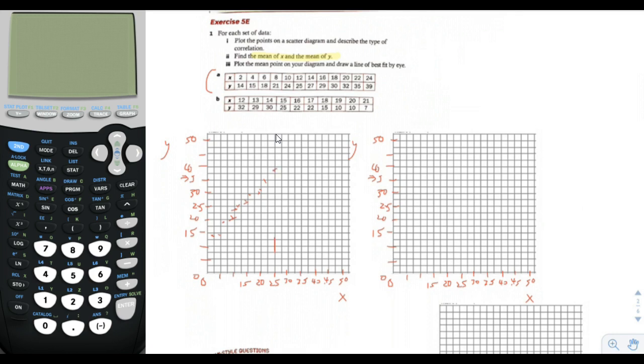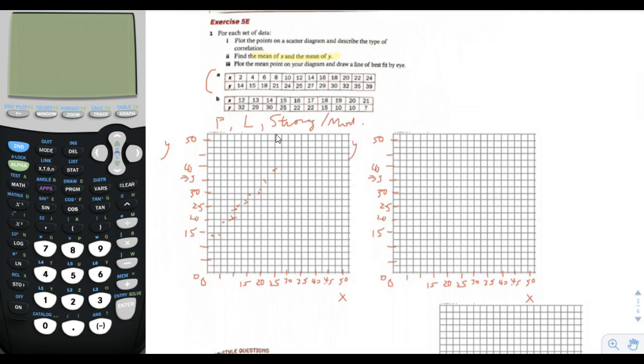looks like maybe there. That looks pretty linear. So I would say that the type of correlation here would be positive because it's going in a positive gradient direction. It's linear, and I would say it's at least moderate. It might be strong even. So strong or moderate.